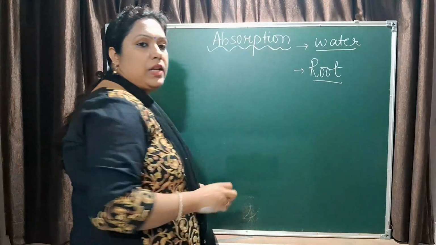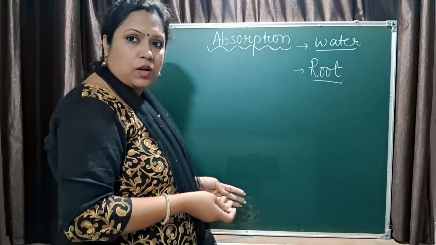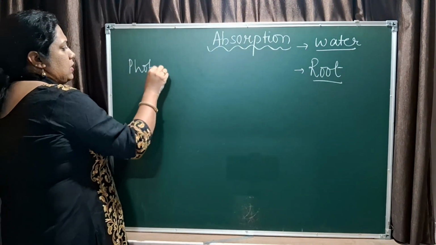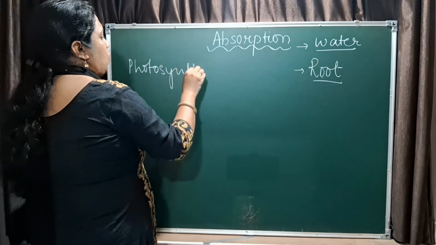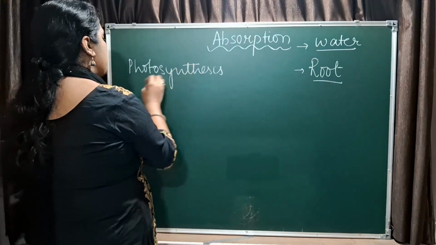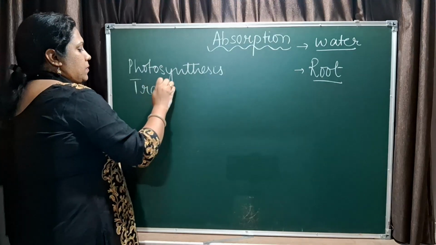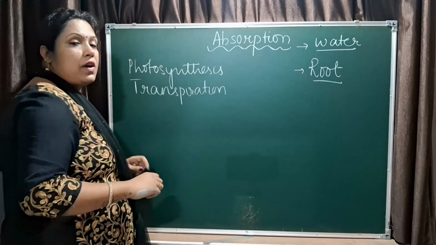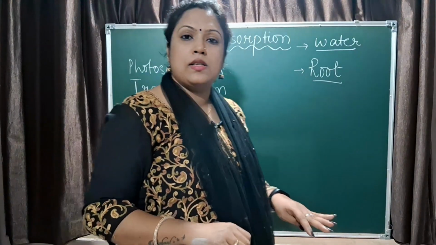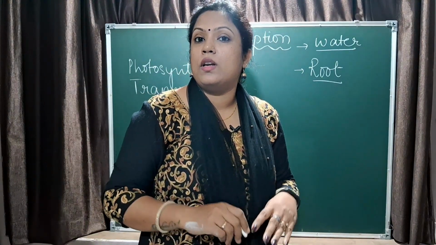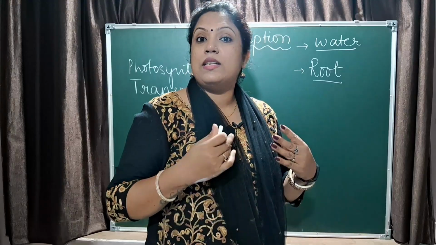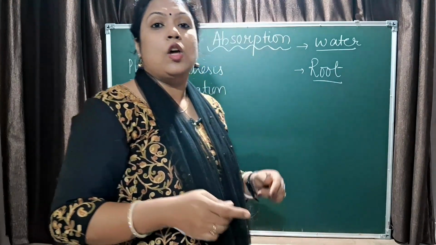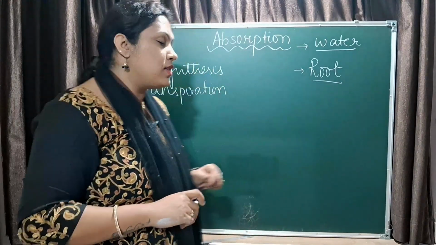Okay, why do we need water? Why does a plant require water? Water is required for the process of photosynthesis. Water is required for transpiration. You will be surprised to know that out of 100% of water absorbed by the plant, 99% of the water is transpired. And since it is transpired, the suction force is created by transpiration. We will be studying about this content in this chapter.